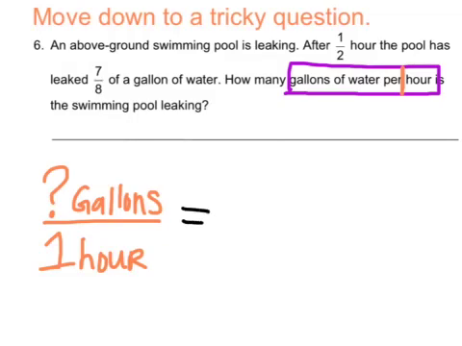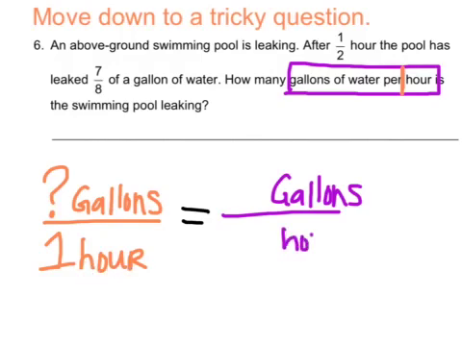I'm going to set this equal. The next fraction, we already know what units go on top. It's gallons. We already know what unit goes on bottom. It's an hour or hours. Now I'm going to go back and read my question and put the two numbers beside these units.